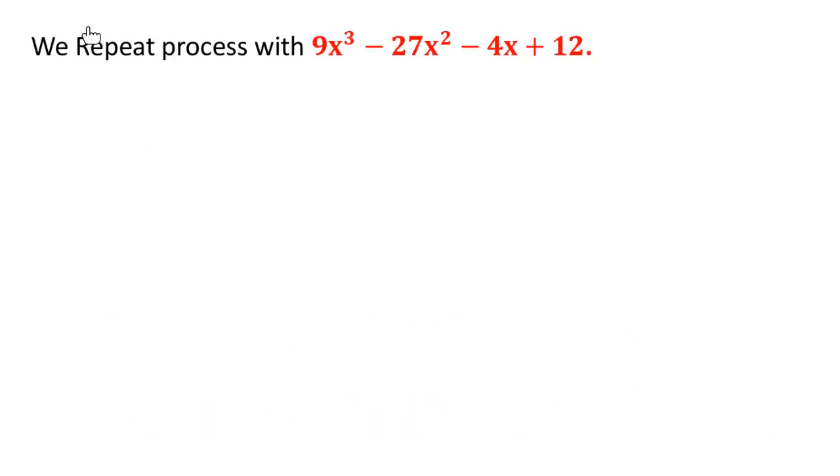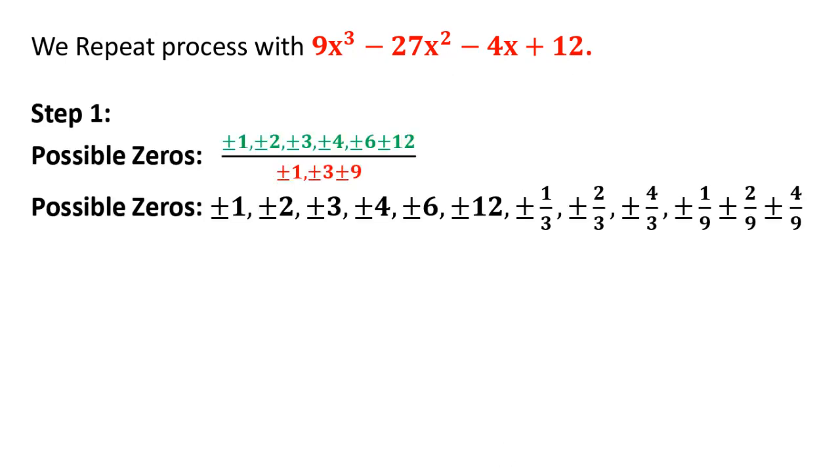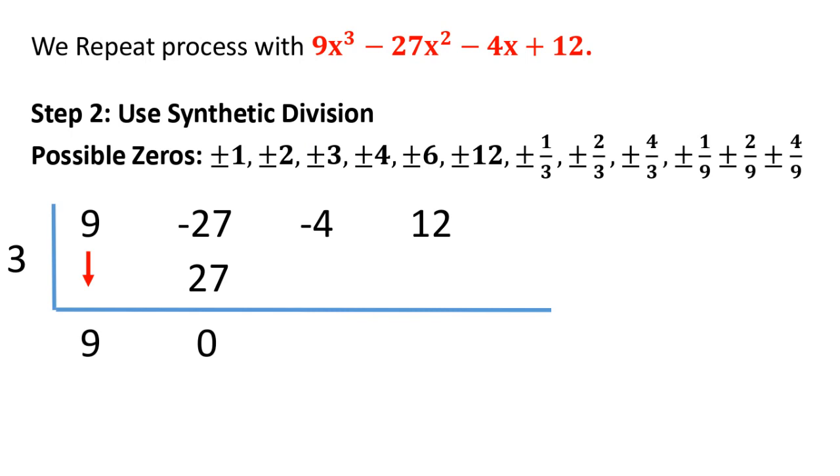is we would start the same process. So now we would look at this polynomial, and we would do the p over q to get the possible zeros. And so I'm going to just list them here. They're the same. Okay. And then we would start with synthetic division. So here's my 9, my -27, my -4, and my 12. So bring down the 9.